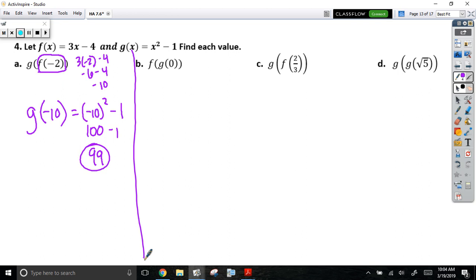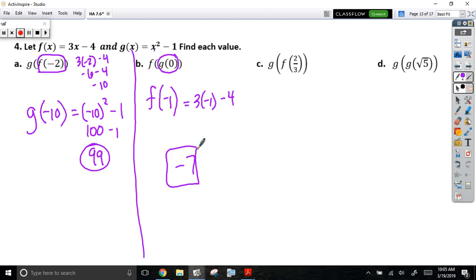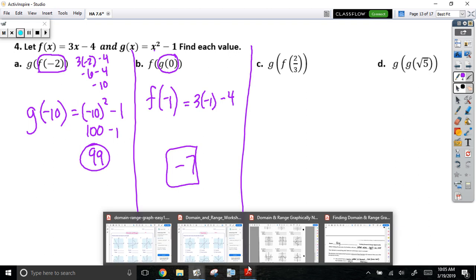What should we get for g of 0 when we do the inside part? G of 0? David? Negative 1. 0 squared minus 1 is negative 1. F of negative 1 will get me? Bailey? Negative 7. Again, on your quiz, these are usually on your note calculator part. You don't have to show any work for them. You can just do them in your head most of the time.